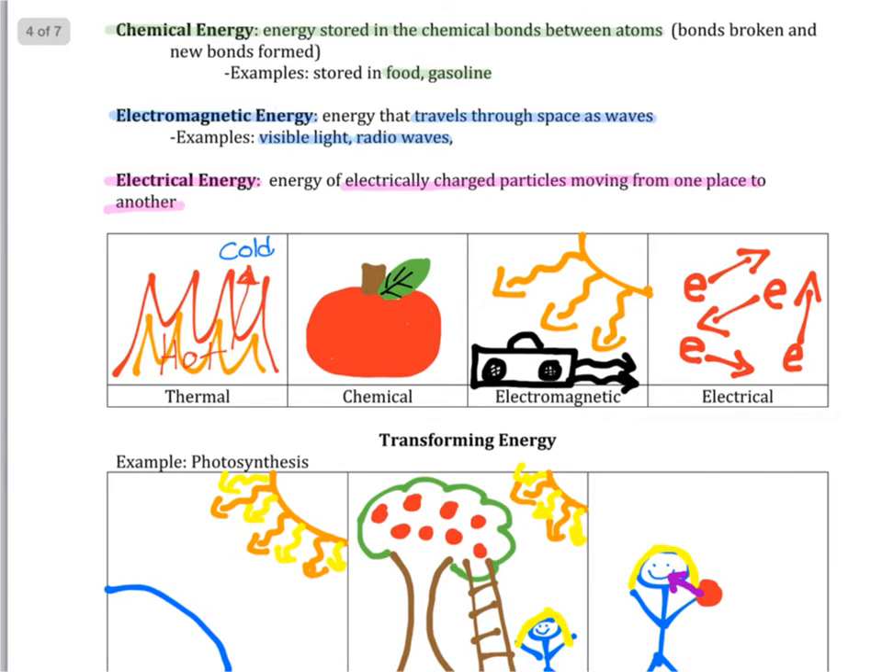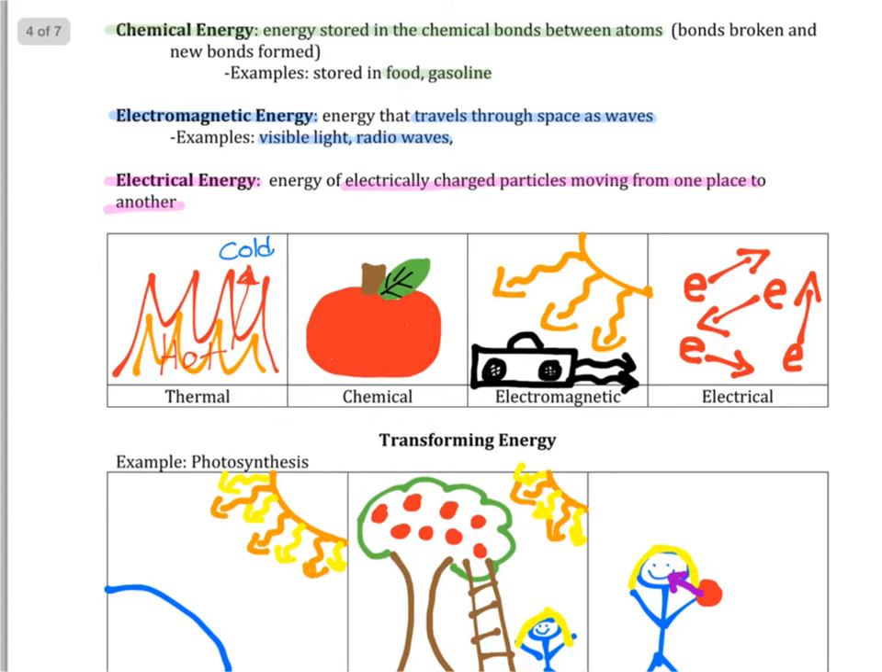Electromagnetic energy is energy that travels through space as waves. And some examples that we experience are visible light and radio waves. Finally, electrical energy is the energy of electrically charged particles moving from one place to another. So you can think about electricity, what powers lights, your television, and ultimately the iPads that you're probably listening to this video on right now.